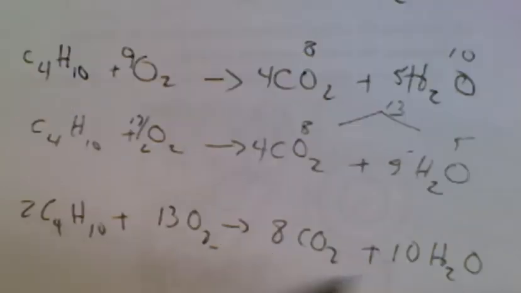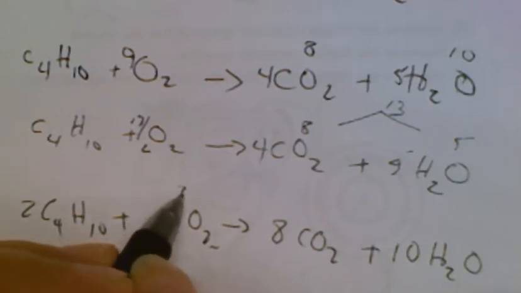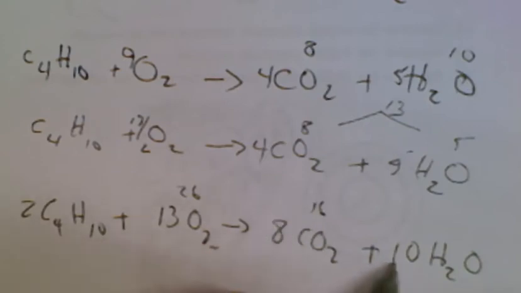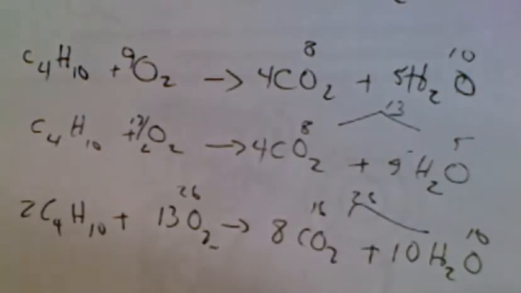So I got 20 hydrogens. Over here, let's see how many oxygens I have. So here I have 13 times 2 is 26 on this side. Here I have 16 oxygens plus 10 oxygens. If I add those two together, I get what we want. There we go. So we've solved that one.